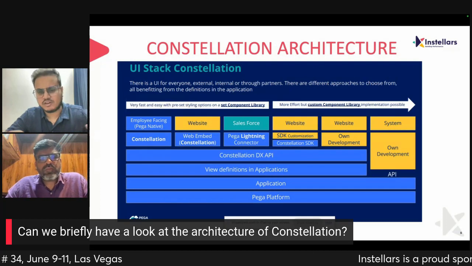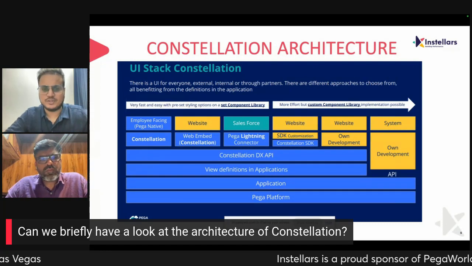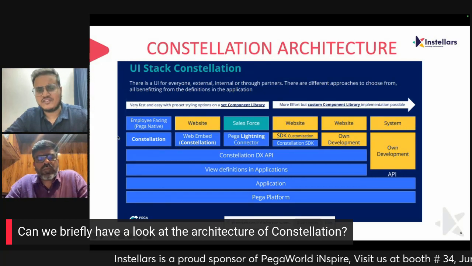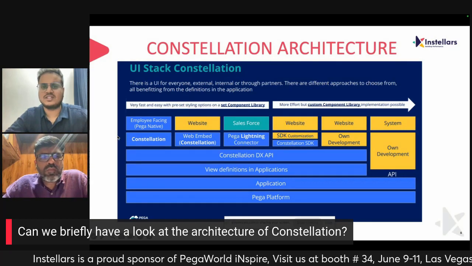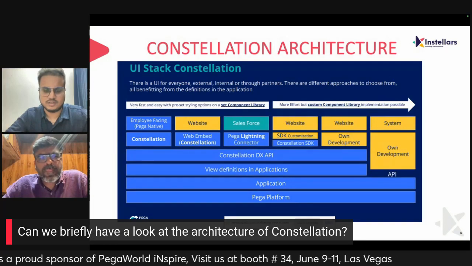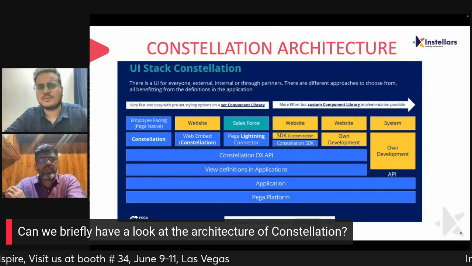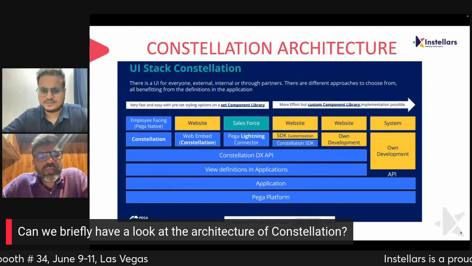So this opens up a lot of different ways of using Constellation and different use cases as well. Okay, so these 4 or 5 ways are there through which you can use Constellation and build different kinds of portals for our users or businesses. So this is about the Constellation architecture.